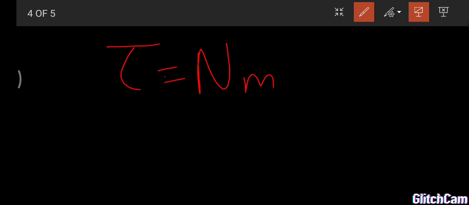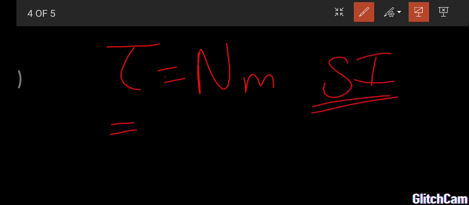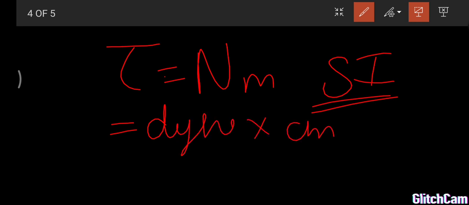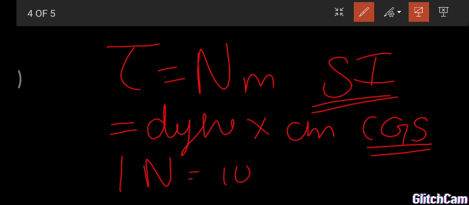This is in SI unit. Now in CGS, it is dyne into centimeter. This is the CGS unit. Now what is the relation between Newton and dyne? 1 Newton is equal to 10 to the power 5 dyne. This is the relation. Like density, you should know the SI and CGS units of moment of force.